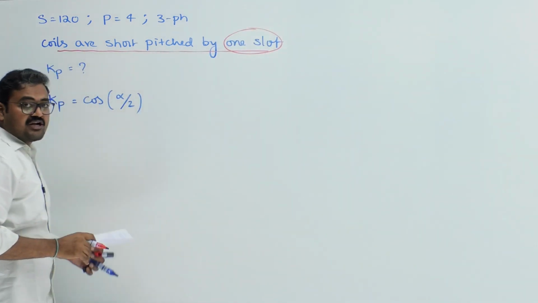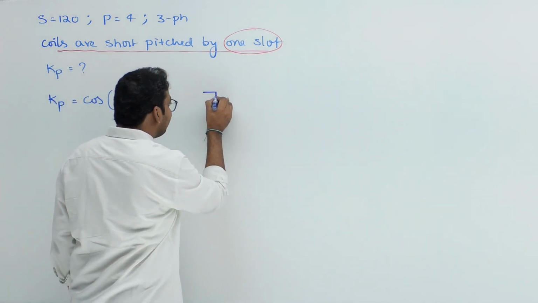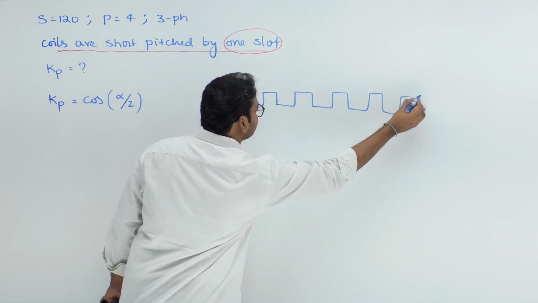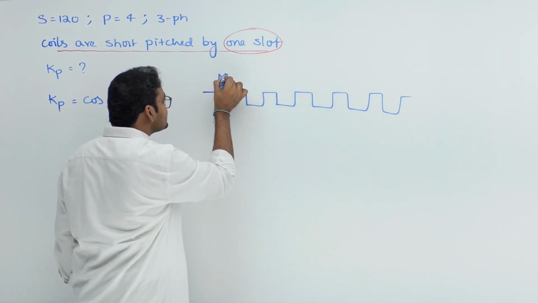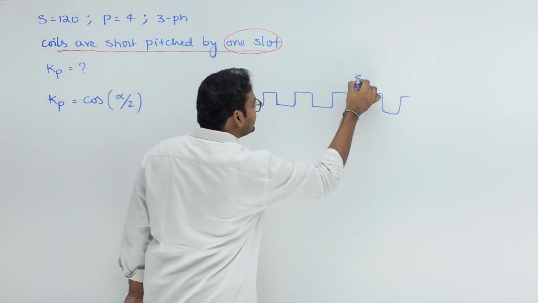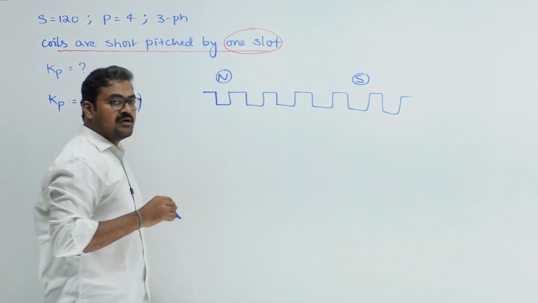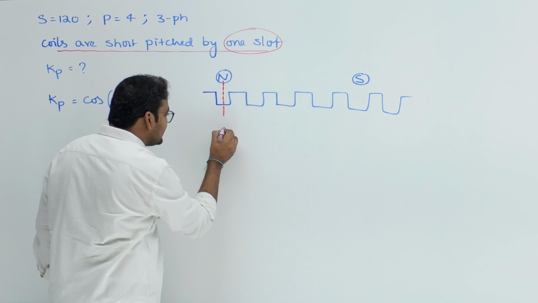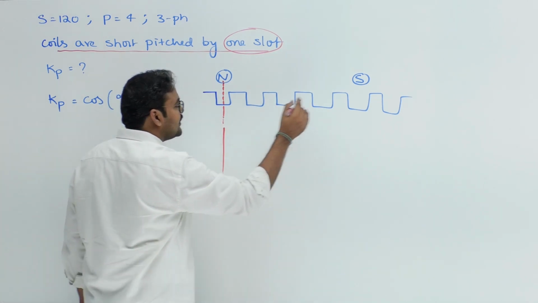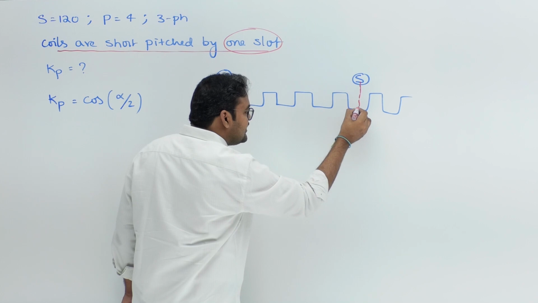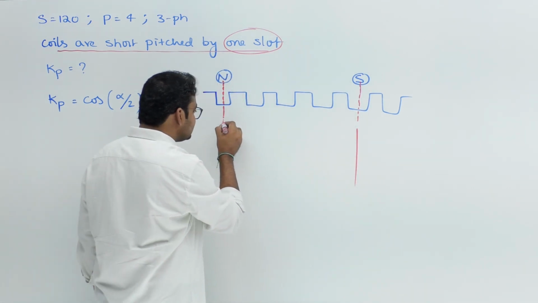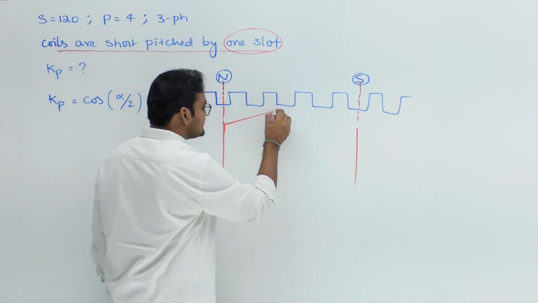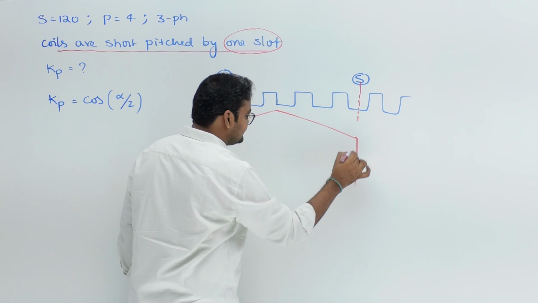slot. That means you see this, suppose if I have a machine where number of slots are available, let us say like this. Imagine this is the starting of the north pole, let us say this is the starting of the south pole. Then what is mean by full pitch? Full pitch means if one end of the coil is started with north pole, the other end of the coil will be exactly under south pole. This is mean by a full pitch. A full pitch means is equal to coil pitch. This is what is exactly mean by a full pitch coil.